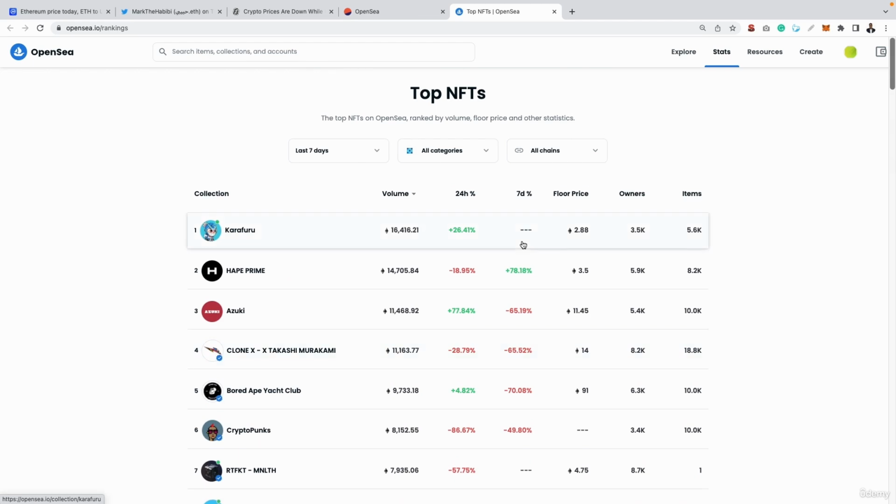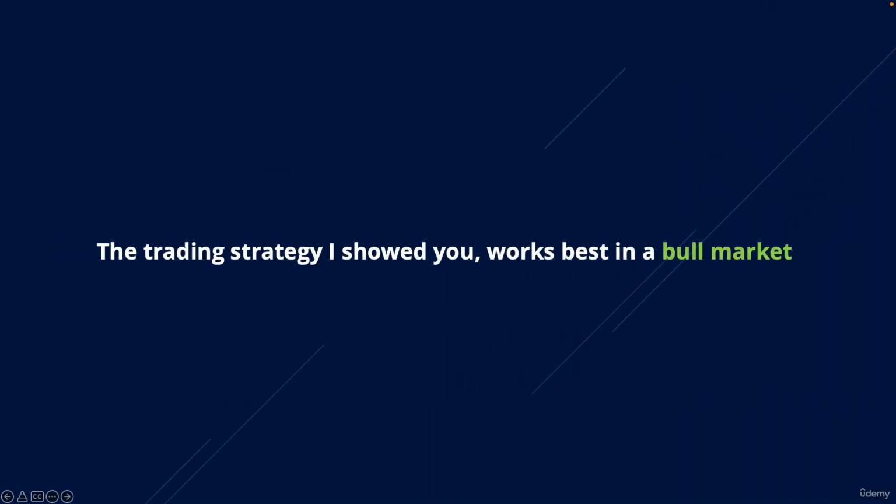This is a very clear signal that volume is in a downwards trend, meaning we are currently in a bear market. And what is very, very important to know is that the trading strategy I showed you works best in a bull market. So let me go through what I do in different stages of the market, and hopefully that will give you an idea on what you should be doing to make sure the odds are in your favor.